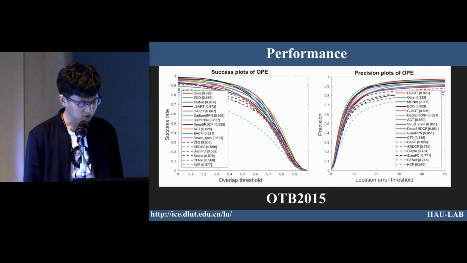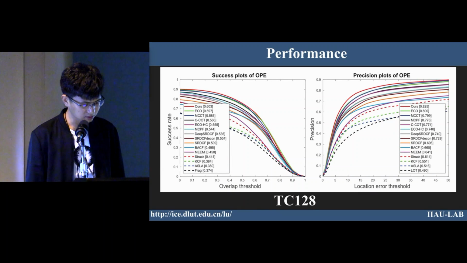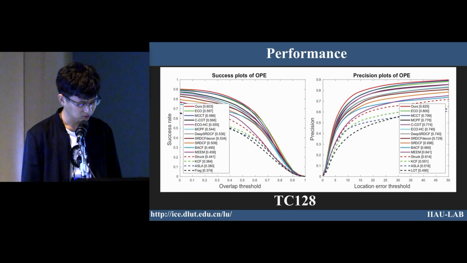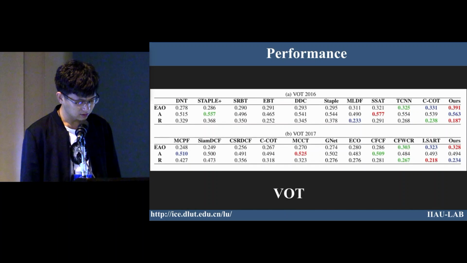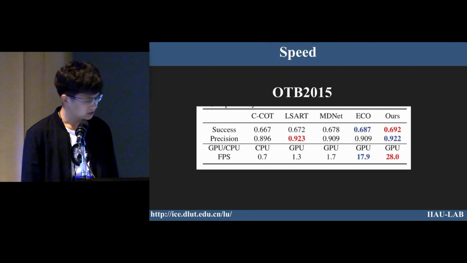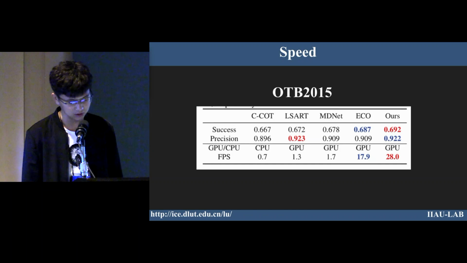This is our performance. On OTB 2015, our method can achieve an AUC score of 0.692. This is our performance on Temple Color 128. And this is the result on VOT 2016 and VOT 2017. In this table, we summarize both accuracies and speeds of the top 5 trackers on OTB 2015. Our approach can meet real-time requirements on the GPU.